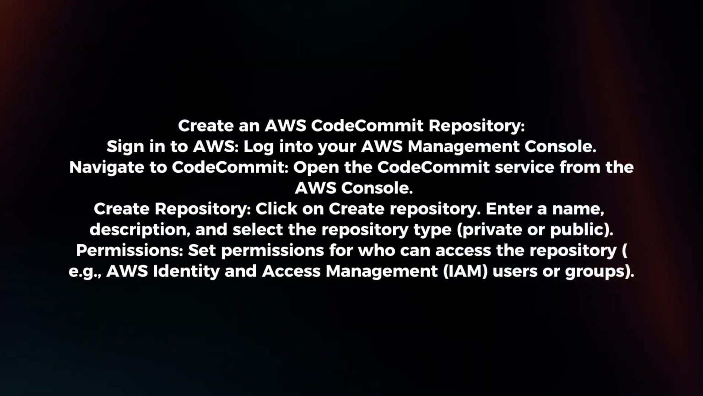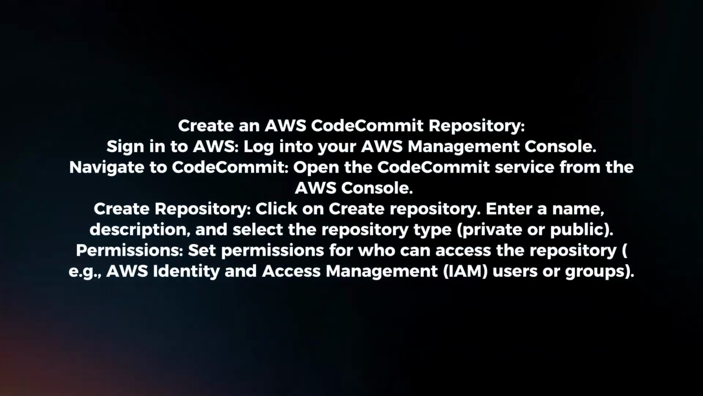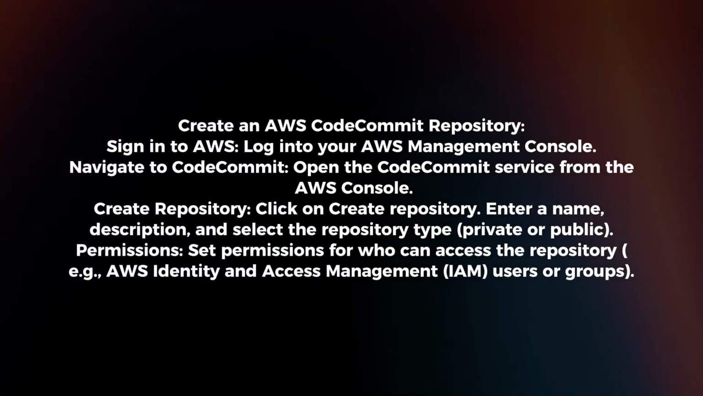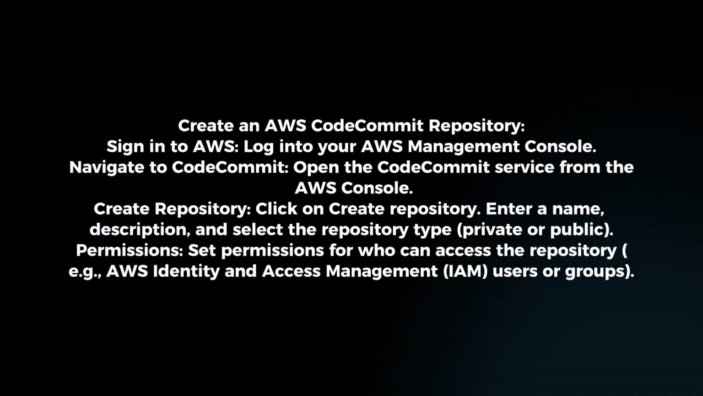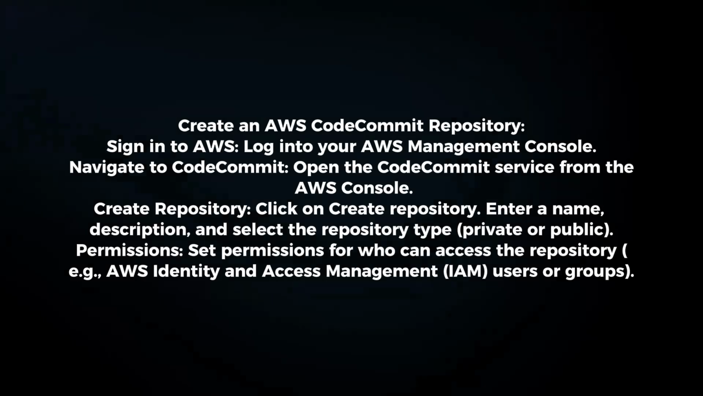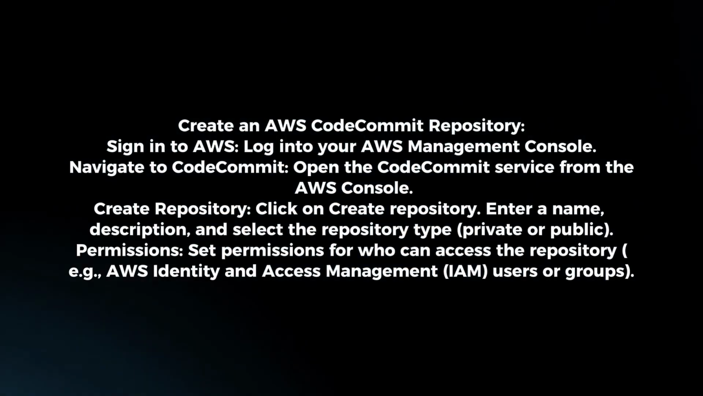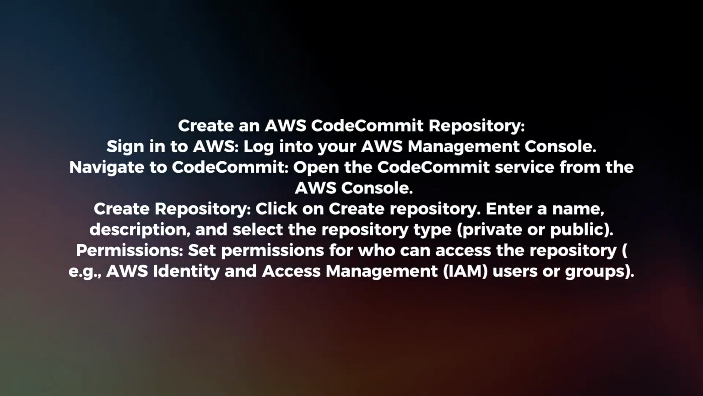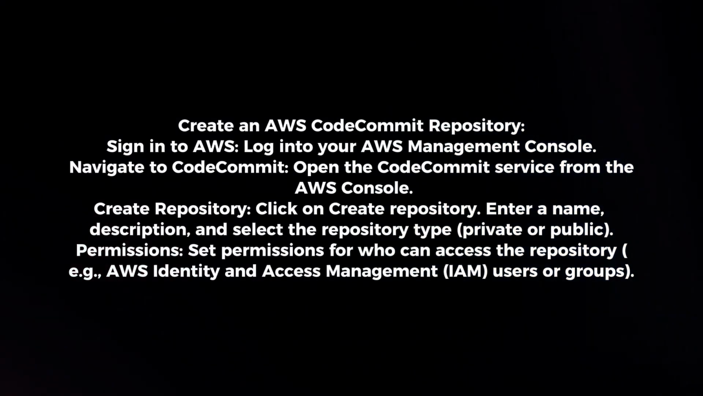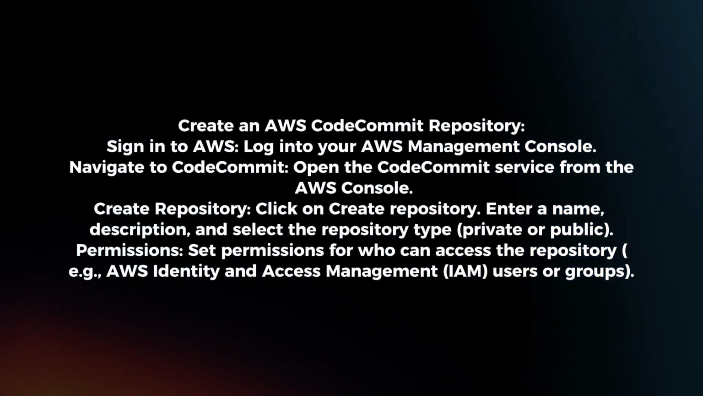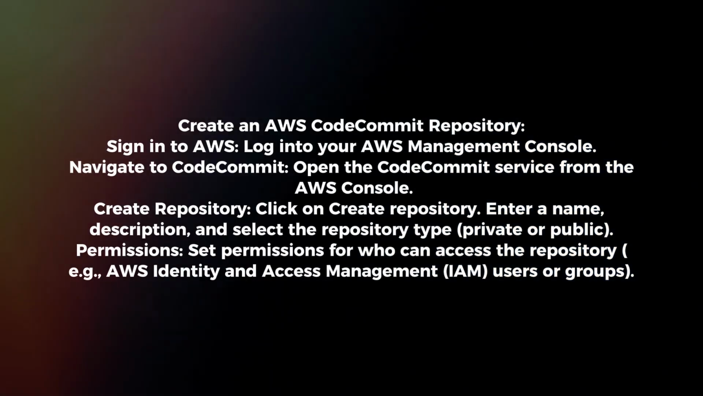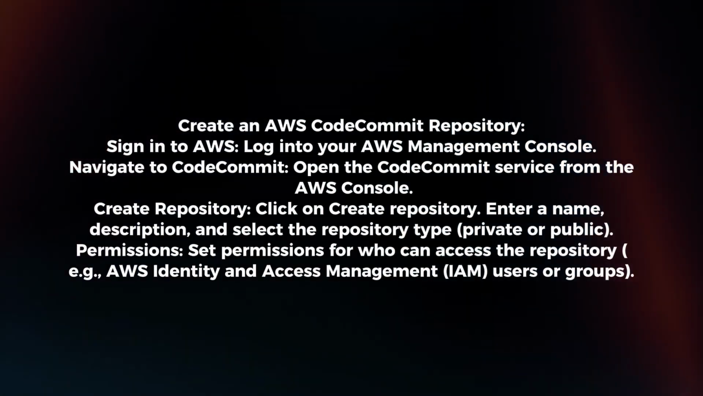Create an AWS CodeCommit repository. Sign into AWS. Log into your AWS Management Console. Navigate to CodeCommit. Open the CodeCommit service from the AWS console. Create repository. Click on Create Repository. Enter a name, description, and select the repository type. Permissions. Set permissions for who can access the repository.